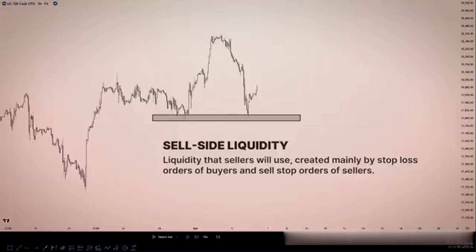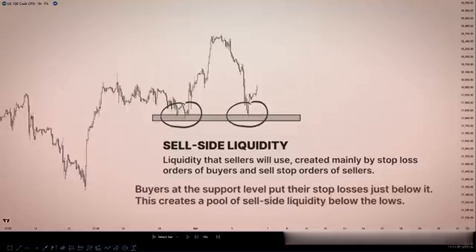Imagine you see a double bottom on your chart. Price hits the same low point twice, forming a support level. Many traders might want to buy at this support level. Now think about where these traders would put their stop losses. They'd likely put them just below the lows. This creates a pool of sell-side liquidity below the lows.